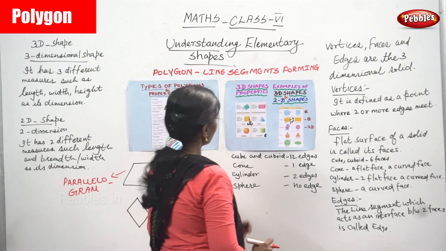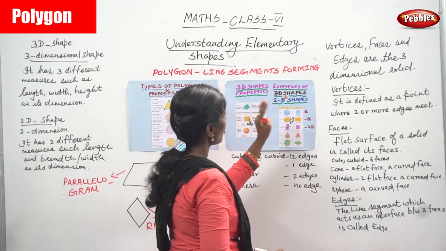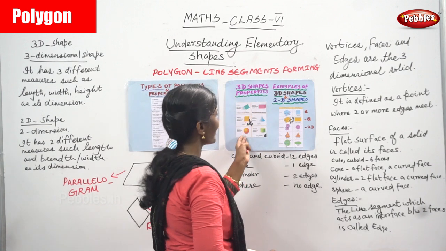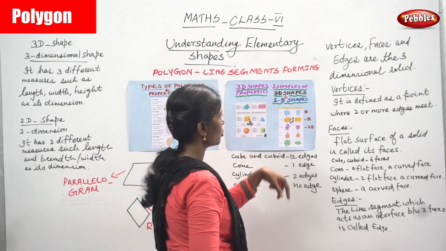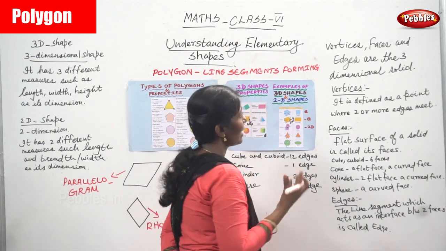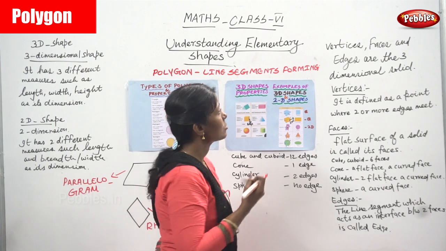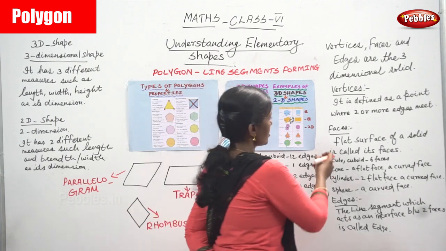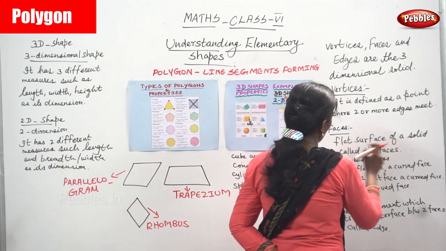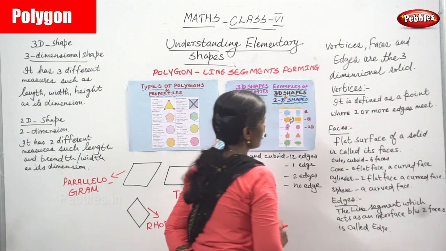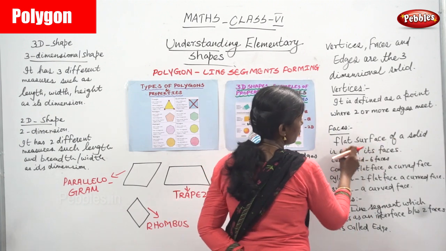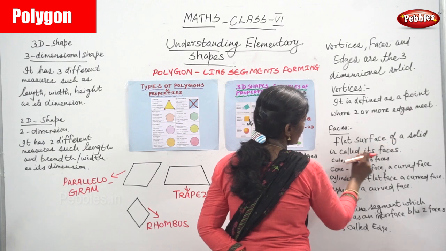And now we are going to see what the 3D shapes are, and the properties and examples of 3D shapes and 2D shapes. Okay, 3D shapes means we have to see vertices, faces and edges. Now we are going to see faces. A flat surface of a solid is called its face. So for example, what is the definition? A flat surface of a solid is called a face.